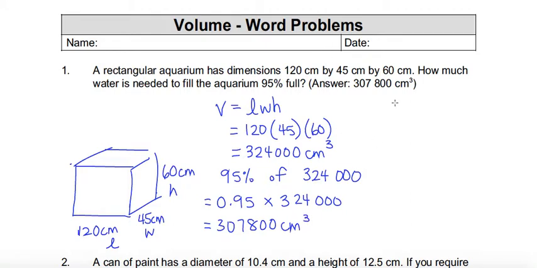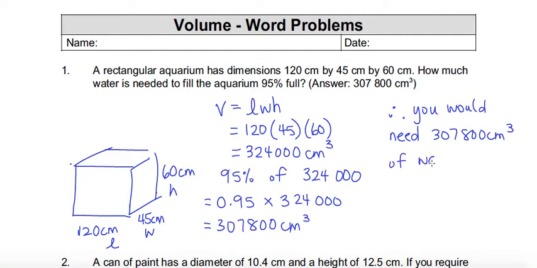So because it's a word problem, I need a therefore statement. Therefore, you would need 307,800 centimeters cubed of water to fill the aquarium 95% full.